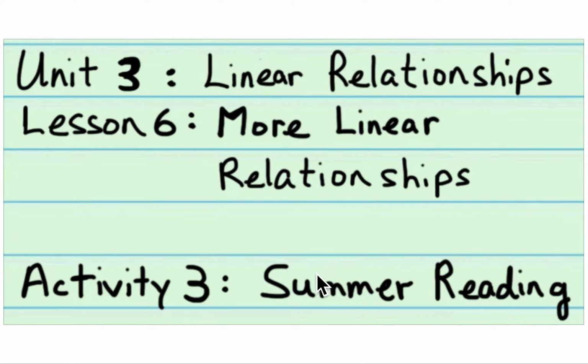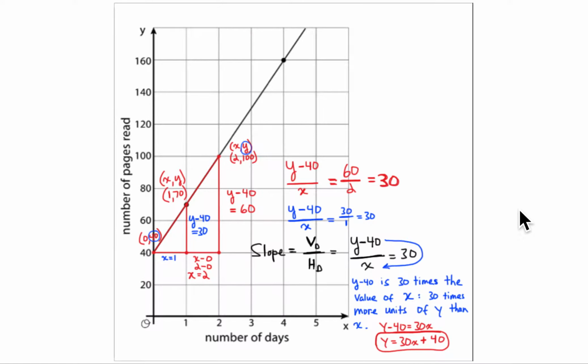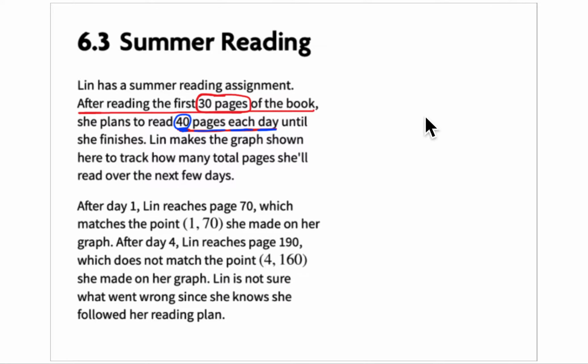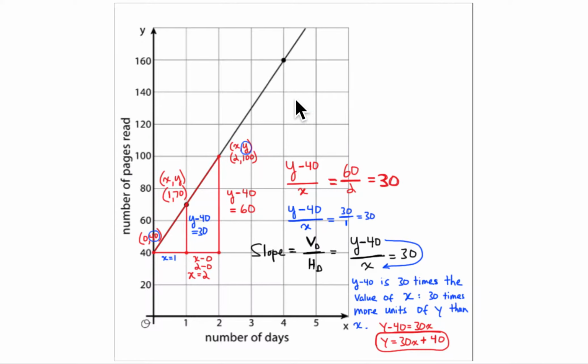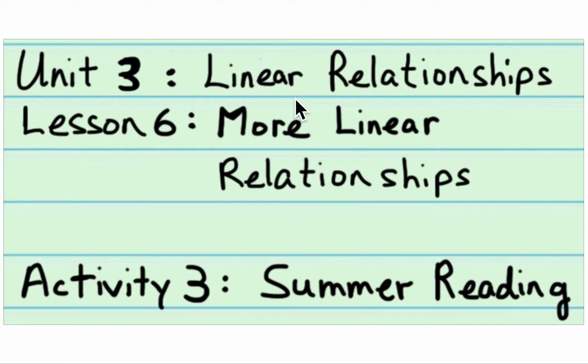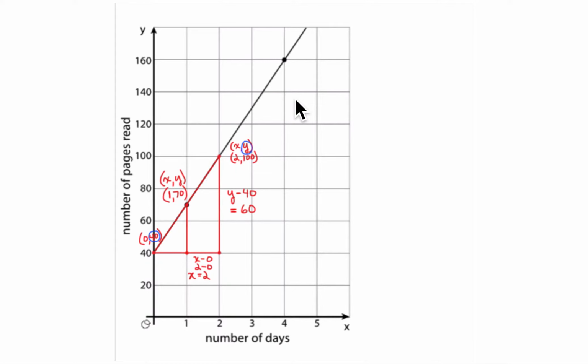This is activity 3, summer reading. And in this activity, let's jump to the text just for a second. In this activity, Lynn has a summer reading assignment. So she's done some reading, and she's going to put together a graph that's going to predict her progress during that summer reading assignment. She wants to make sure she gets done with that reading assignment by the end of the summer. So what does she have to do each day to finish that assignment?